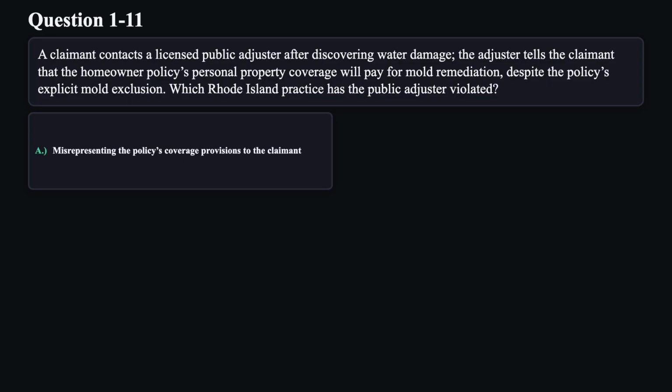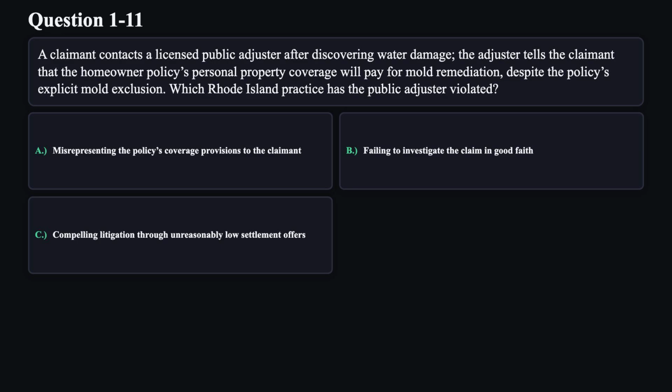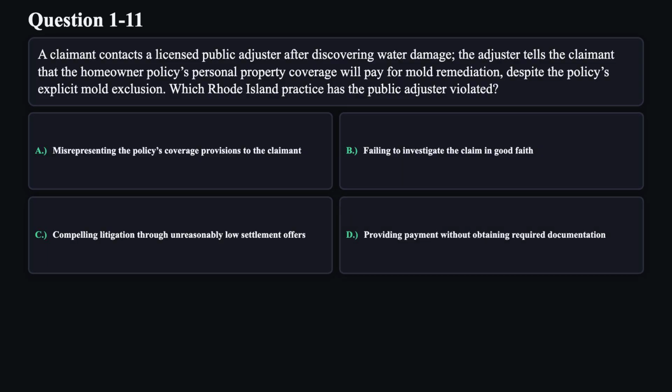A. Misrepresenting the policy's coverage provisions to the claimant. B. Failing to investigate the claim in good faith. C. Compelling litigation through unreasonably low settlement offers. D. Providing payment without obtaining required documentation.